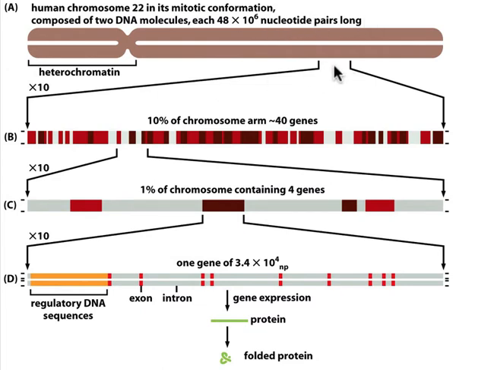If we take a small segment of that and magnify it, as in panel B, we find that about 10% of the chromosome arm contains about 40 genes. And those genes are scattered along both strands of the DNA. Magnifying a small region of that to give us 1% of the chromosome, we find that there are 4 genes in that location. Zooming in on one of those genes illustrates further how the introns are arranged between the exons.